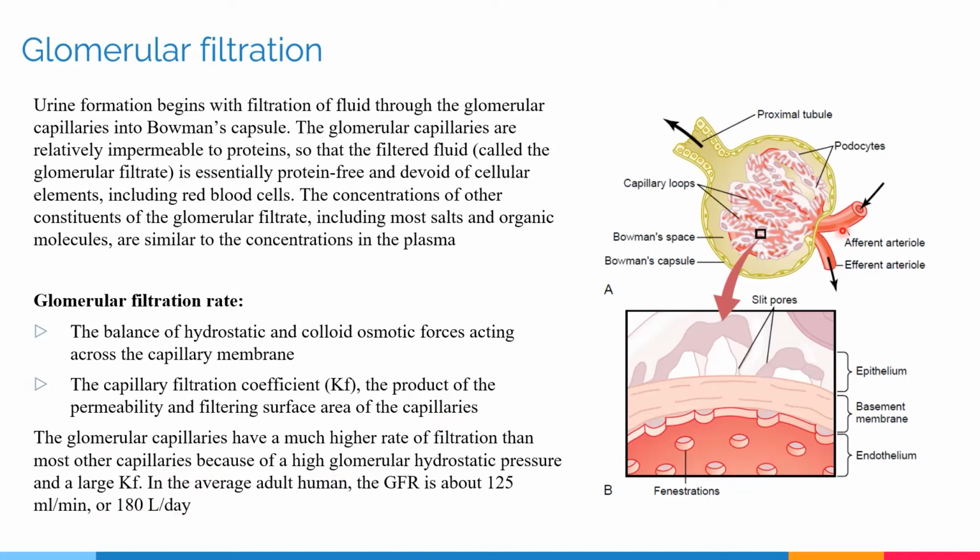In this particular diagram, we have a blown up picture of the glomerulus itself, showing us the podocytes and the fenestrations that are present in the endothelial membrane. And these are the three layers of the glomerular capillaries, which include the endothelium layer, which has the fenestrations, the basement membrane, and these are the podocytes that are present right here.